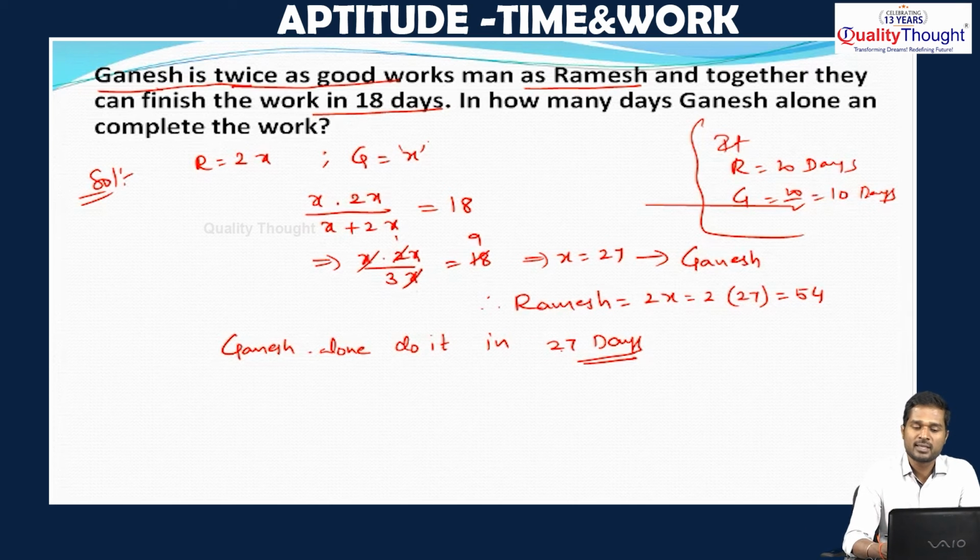See, Ganesh is twice as good a workman as Ramesh. So if Ramesh takes 2x days, Ganesh will take only x days, because he is 2 times more efficient than Mr. Ramesh. So you get that Ganesh will take a total of 27 days to complete the work.